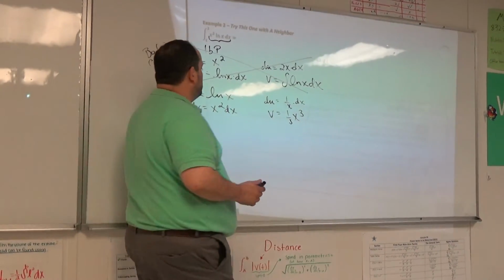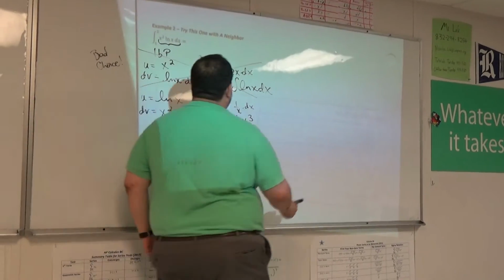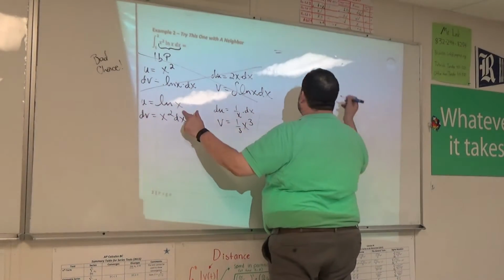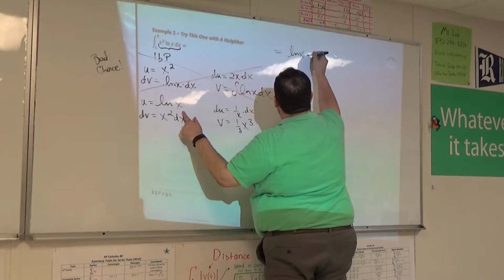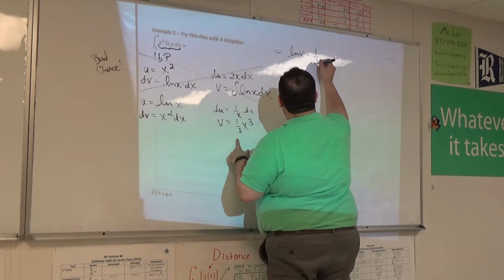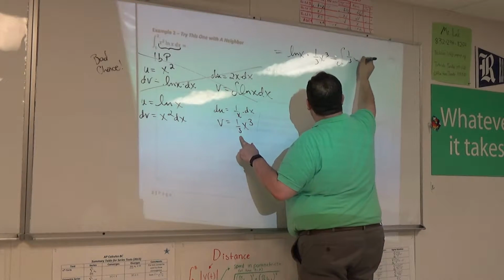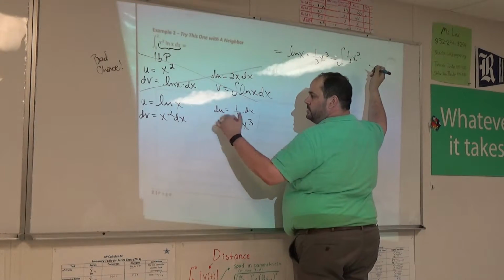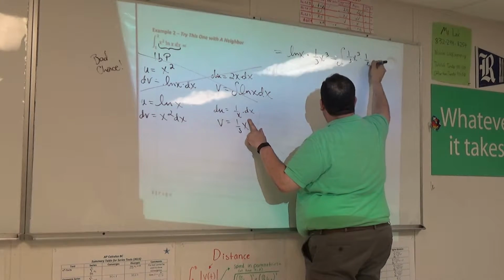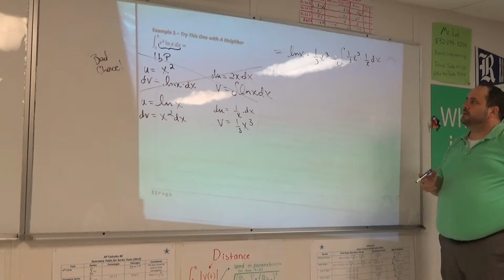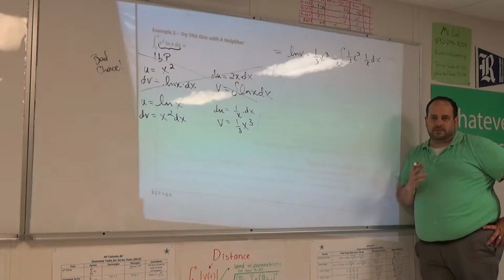But now we're going to pull it all together and say, okay, well, what's that antiderivative? According to integration by parts, u times v minus the integral of v du. Have a quick strategy conversation with somebody here. What's the plan here?